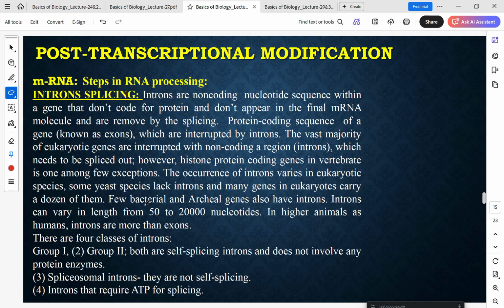The length of the introns can vary. One particular gene can have more introns than exons. It can have multiple introns, and depending on what gets included and what gets excluded, very different protein structures get formed. So there are 4 classes of introns, group 1 and group 2. Both of these are self-splicing introns and do not require any protein enzymes. Spliceosomal introns are not self-splicing, they require a machinery to splice themselves. Introns that require ATP for splicing are the 4th category.